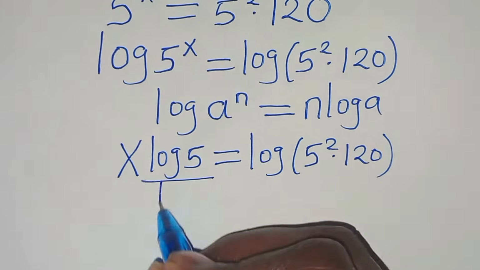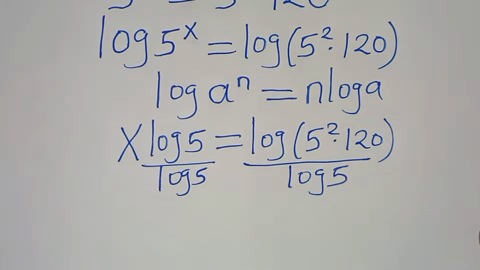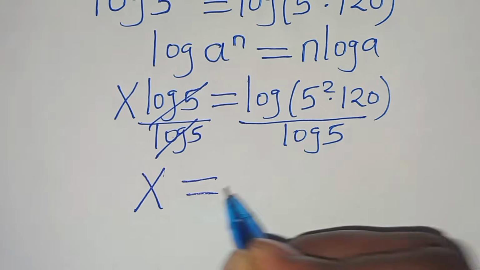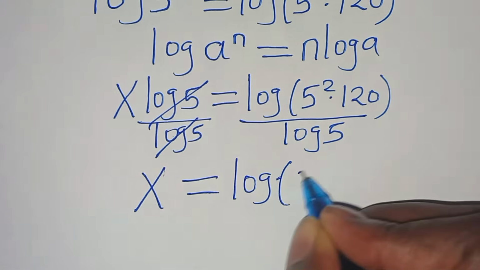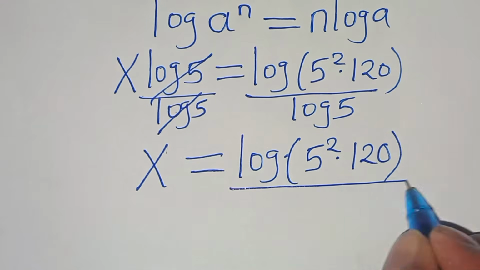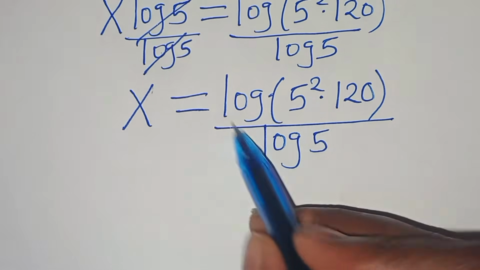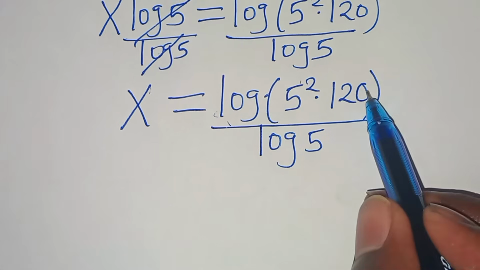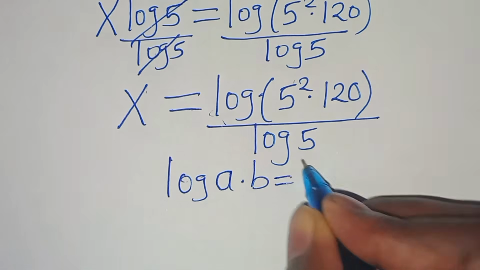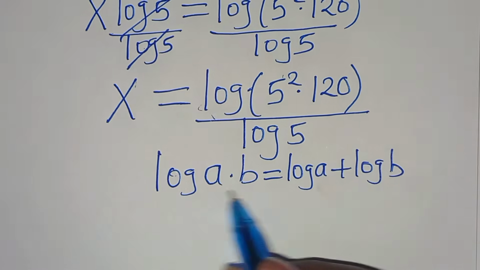So let's divide both sides by log 5. And also here we have log 5. So let's simplify log 5 and log 5 here, so that we have x equal to log 5 to the power of 2 multiplied by 120, everything here divided by log 5. The next step is that log 5 to the power of 2 times 120 is in the form of log a multiplied by b, which we can express as log a plus log b. Now let's apply this logarithm property.